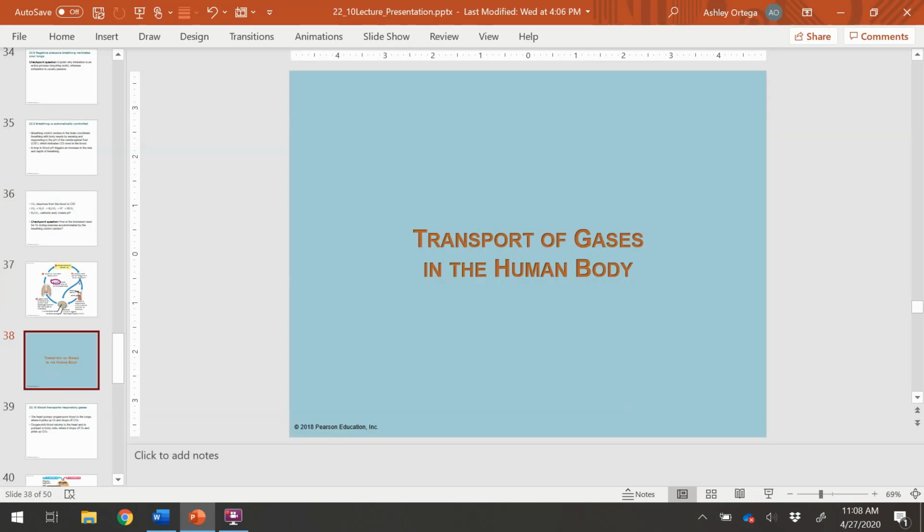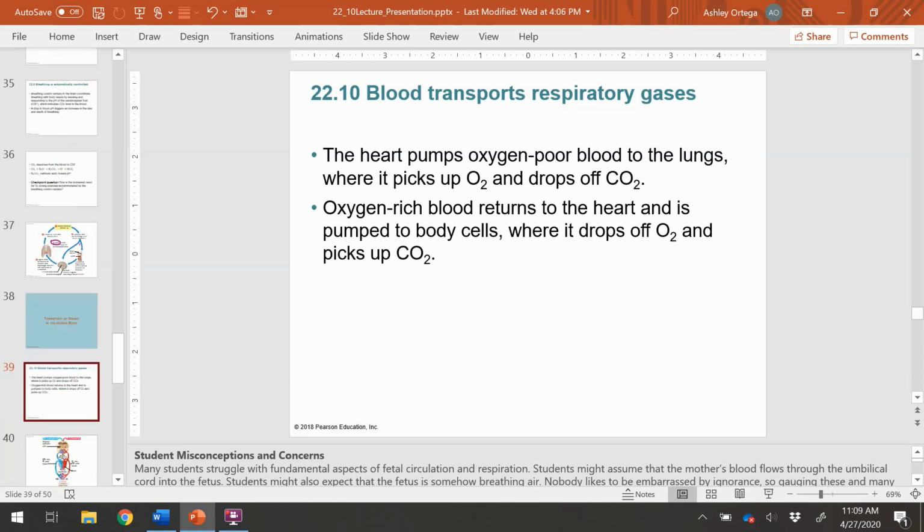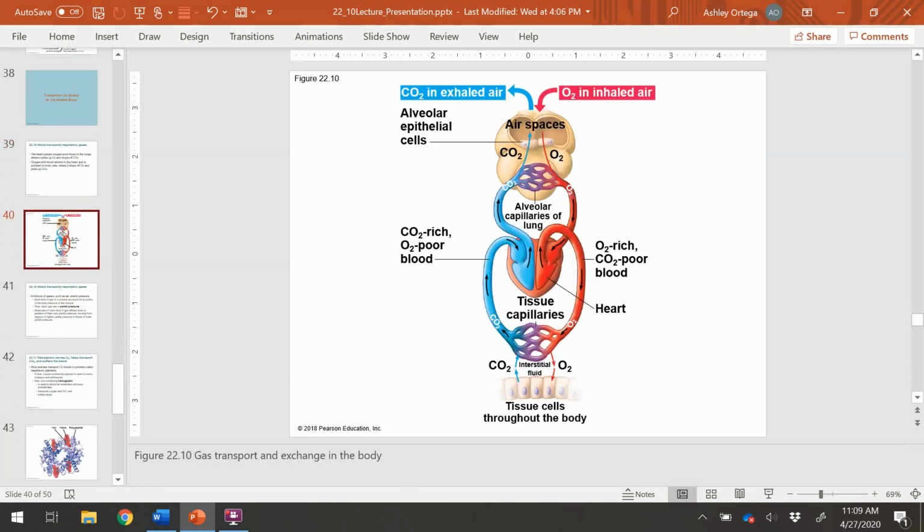All right, so now that we understand how breathing occurs and the mechanism for breathing, we're going to take a look at transporting of the gases in the human body. The blood transports these gases in the body by the heart pumping the blood throughout the whole body. It's going to pump oxygen-poor blood to the lungs, where it picks up oxygen and then drops off carbon dioxide. Oxygen-rich blood returns to the heart to be pumped to all the body cells, where it drops off that oxygen and picks up carbon dioxide. And so you can see that here.